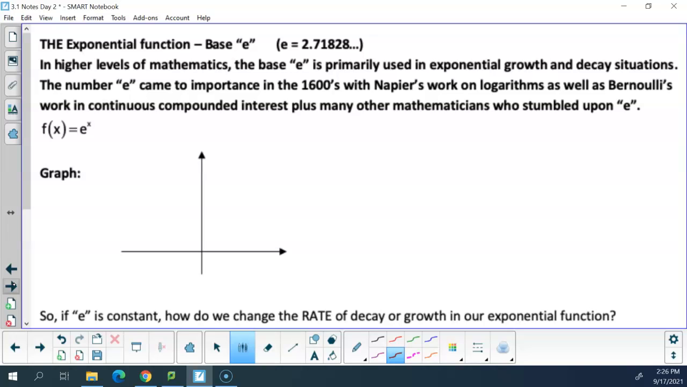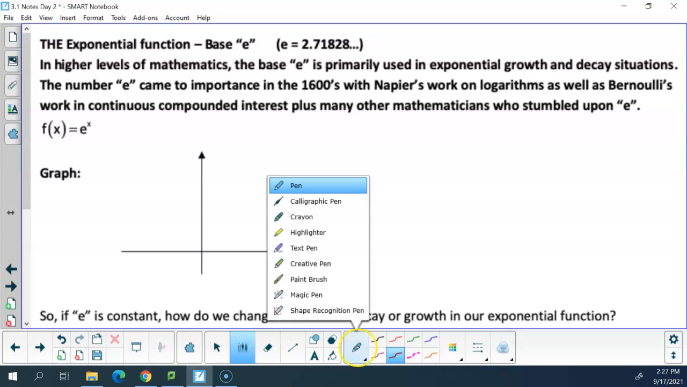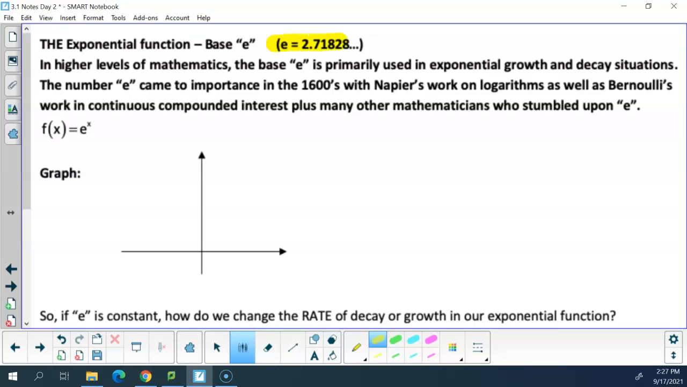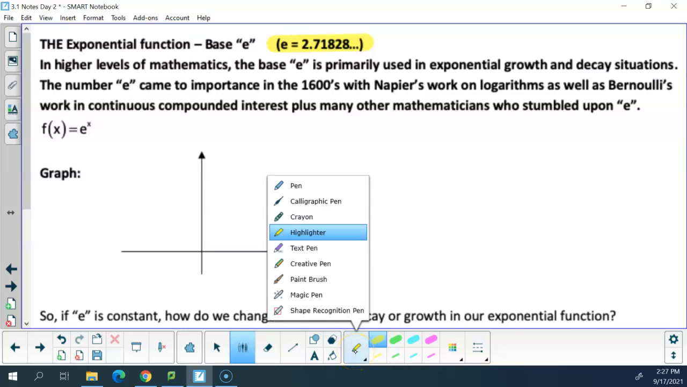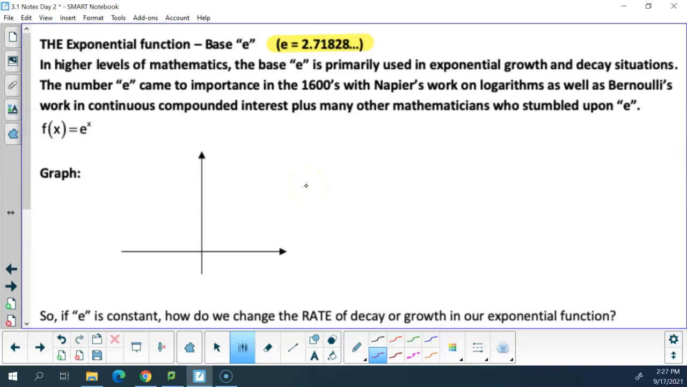The number e came into importance in the 1600s with Napier's work on logs, as well as Bernoulli's work on continuously compounded interest. A bunch of other people stumbled upon it too. So, our function f of x equals e to the x. If e is 2.71, so if we think back to yesterday, is that going to be a growth function or a decay function? Growth, because our b is bigger than 1 from yesterday.